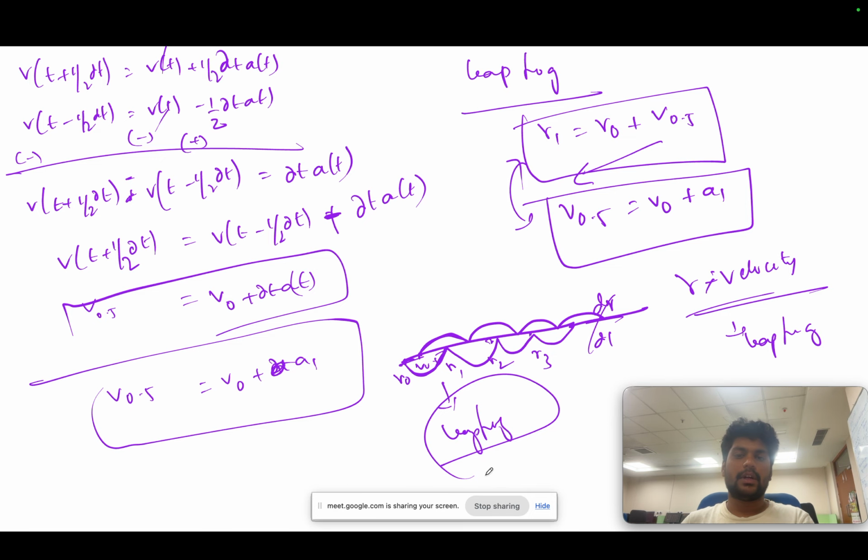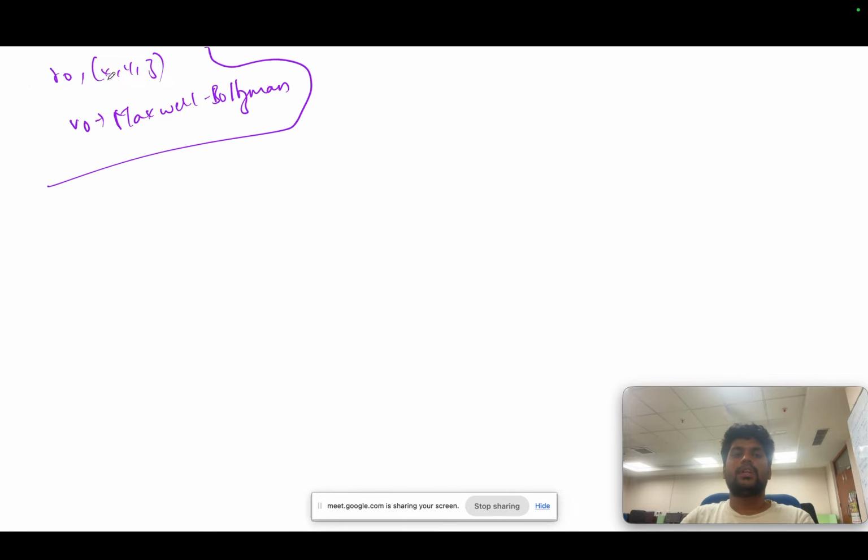So if you have random values, suppose initially we have assigned random values, we have r naught from the x, y, z from the diagram, and we will assign some random velocities from the Maxwell Boltzmann distribution. Then we will get the coordinates over the time.